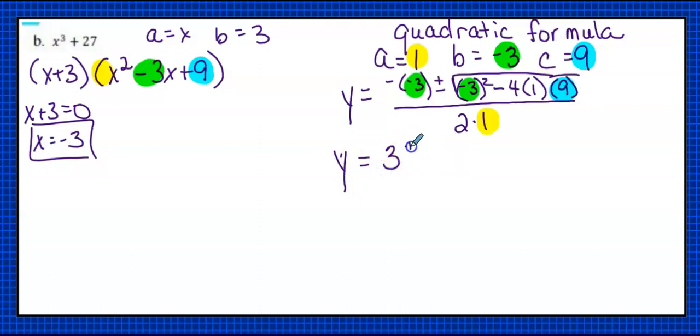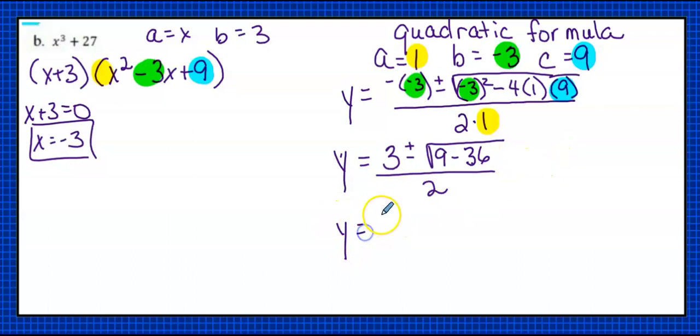This is positive 3 plus or minus the square root of 9, negative 3 squared, and then minus 4. Oh, 4 times 1 times 9. I just need to do that. So 36. And then all of that is over 2. So 9 minus 36 is going to be negative 27. Write it down here. Negative 27, all that over 2.